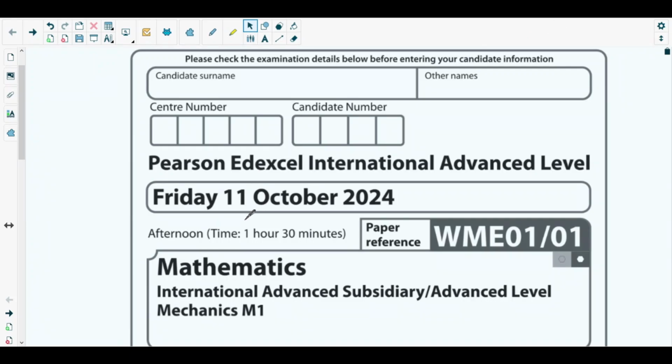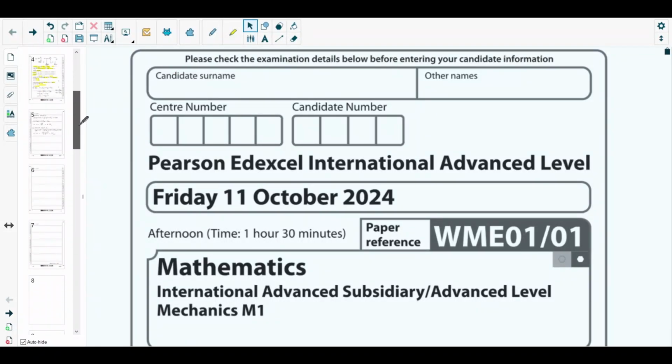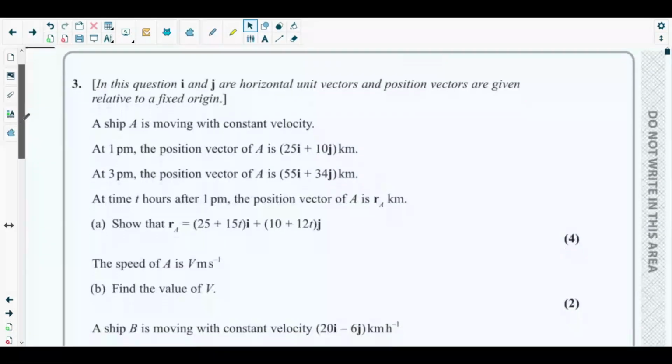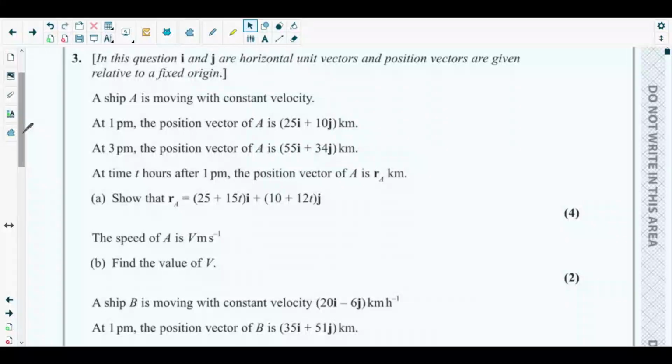In this video, we will be solving the third question from the most recent past paper of Mechanics 1, which is the October 2024 paper. So let's see what question number 3 from this paper is about. You can see question number 3 on the screen.